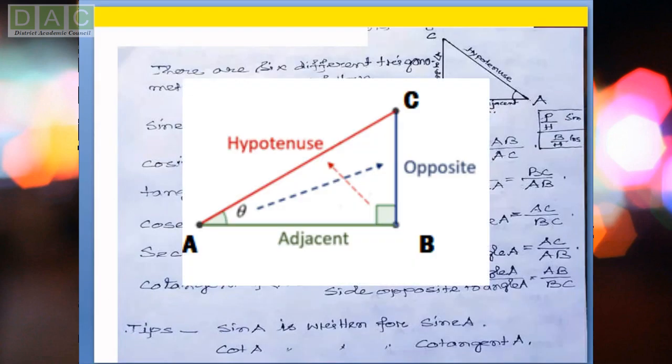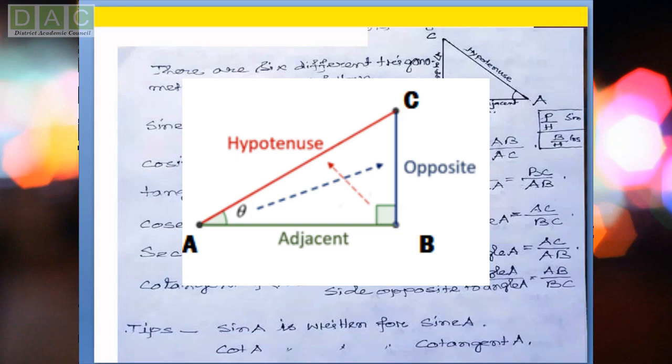Now, there are 6 different trigonometric ratios as follows. You first draw the diagram. This is angle A, this is angle B, and this is angle C. Here you write side opposite to angle A. This is the angle A. Its opposite side is this side. BC is the opposite side, and angle A's adjacent side is AB. So right here, side adjacent to angle A, and that side AC is the hypotenuse. Now I think it is clear.